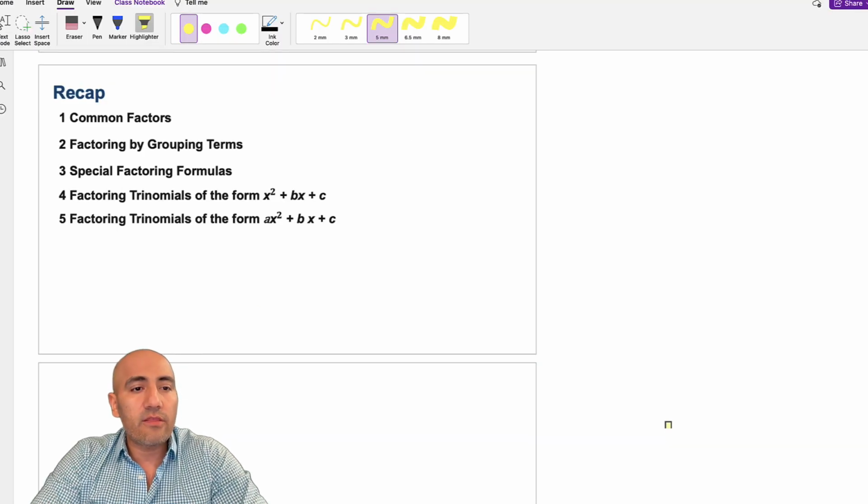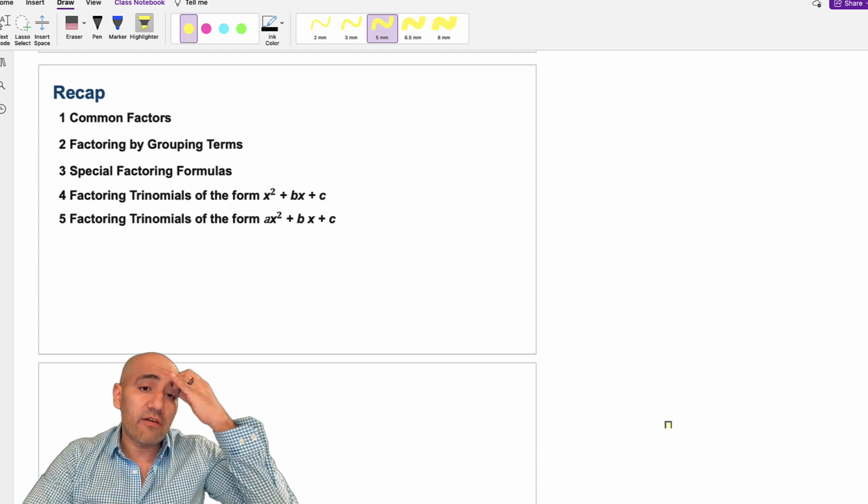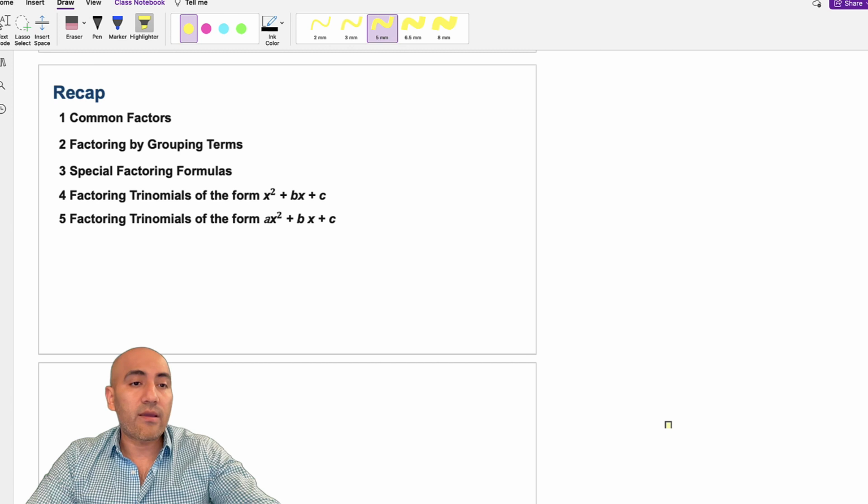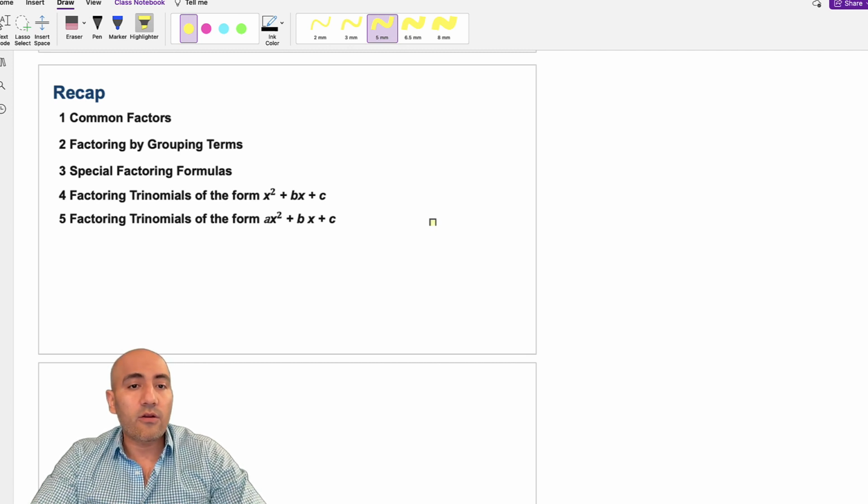Just to recap, these are the 5 techniques that we've learned to factor. Factoring out common factors, factor by grouping, special factoring formulas, factoring trinomials of the form x squared plus bx plus c, and finally factoring trinomials of the form ax squared plus bx plus c. Okay, so remember that I would recommend that you do these in this order. We start off with the easiest thing first, and then lead to the hardest thing. So if you can chip it away with something easy first, that would be good.